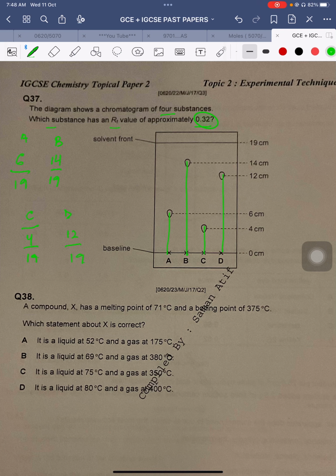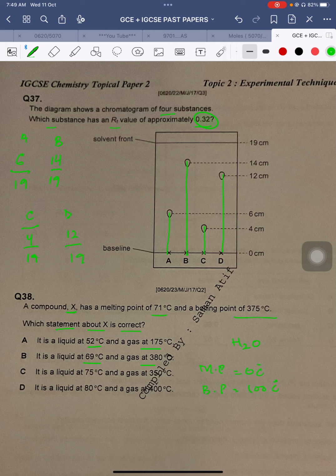A compound X has a melting point of 71 degrees Celsius and a boiling point of 375 degrees Celsius. Which statement about X is correct? It is liquid at 52 degrees Celsius and gas at 175 degrees Celsius. It is liquid at 69 degrees Celsius and gas at 380. Remember this thing: a substance is liquid between its melting point and its boiling point. Just consider the example of water. Water's melting point is 0 degrees Celsius, whereas water's boiling point is 100 degrees Celsius.